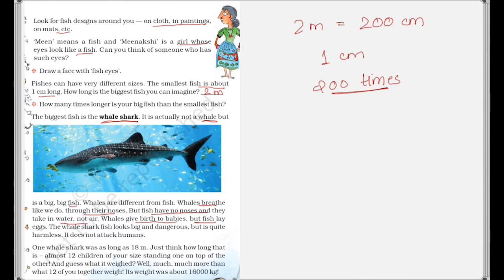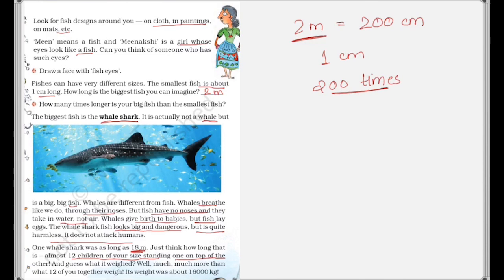Okay, the whale shark looks big and dangerous, but it is quite harmless and it does not attack human beings. Now one whale shark was as long as 18 meters. Okay, we just guessed 2 meters, but it was 18 meters long. Just imagine. Just think how long that is. Almost 12 children of your size standing one on top of the other, and guess what it weighed.